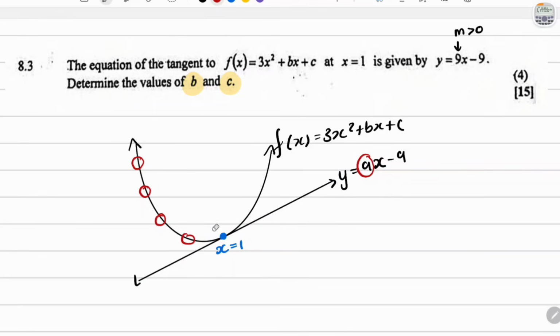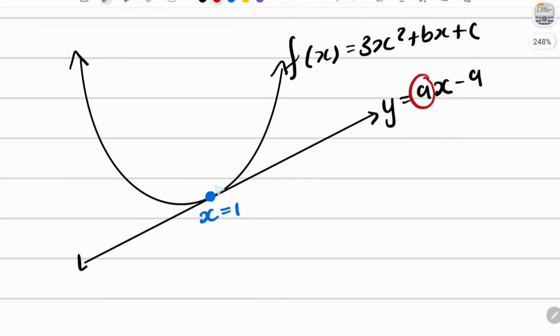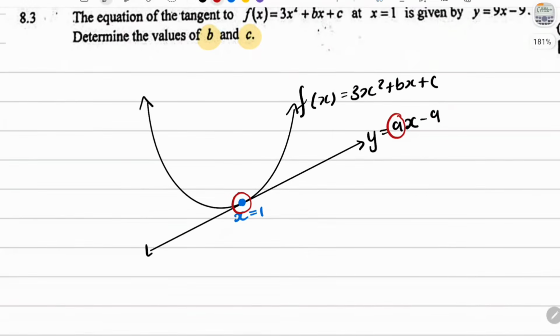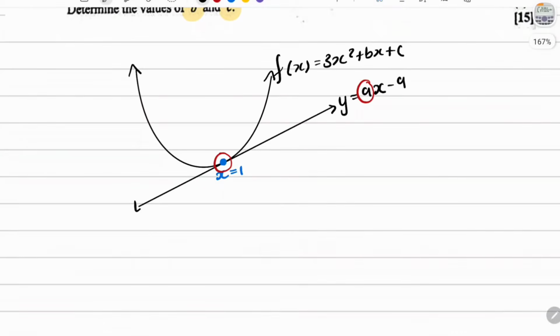So because the tangent and the parabola meet at the point where x is equal to 1, let me get rid of this, we don't really need this now. Because they meet at the point where x is equal to 1, we know that at this point their gradient is exactly the same. So here's the first equation we can form from that. Knowing that their gradients are exactly the same, I would attempt to find the gradient of f, because I'm saying the gradient of f and the gradient of the tangent are the same at this point. So find the gradient of f.